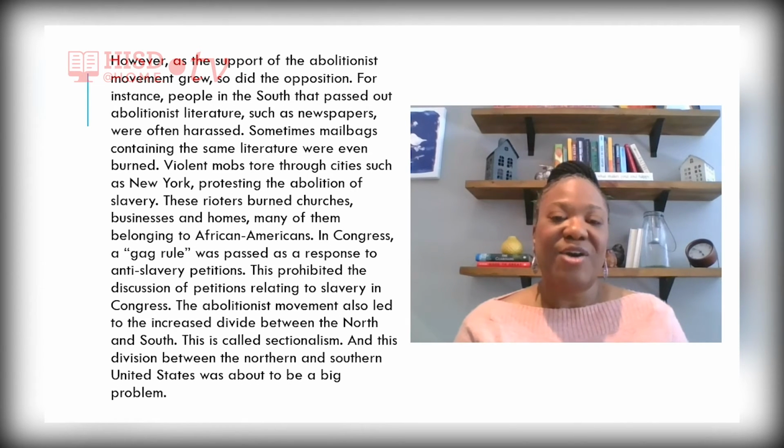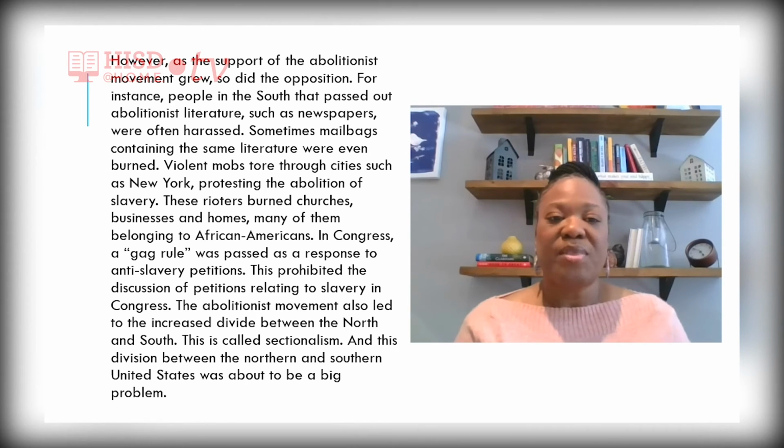However, as the support of the abolitionist movement grew, so did the opposition. For instance, people in the South that passed out abolitionist literature, such as newspapers, were often harassed. Sometimes mailbags containing the same literature were even burned. Mobs tore through cities such as New York, protesting the abolition of slavery. These rioters burned churches, businesses, and homes, many of them belonging to African Americans.